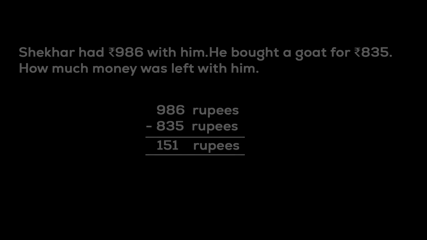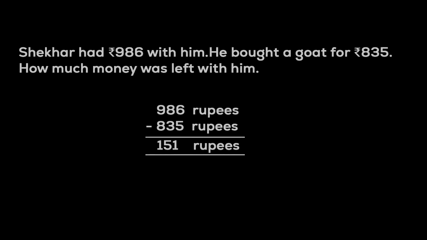Well, now I am taking word problem number 6 with you. Shekhar had rupees 986 with him. He bought a goat for rupees 835. How much money was left with him?